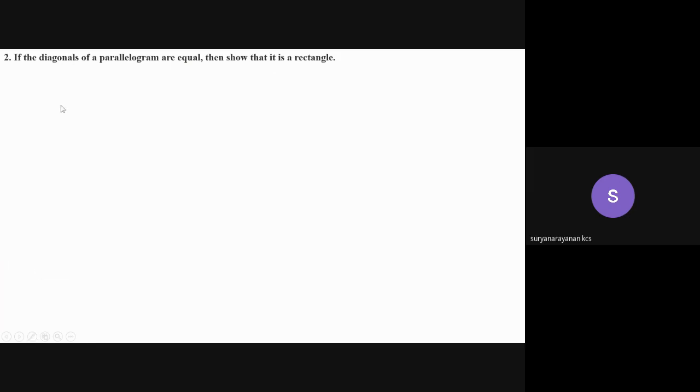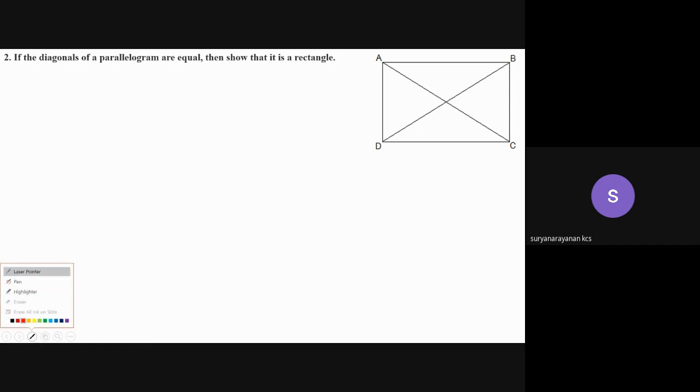Now let us take a parallelogram ABCD. This is a parallelogram. This is a rough diagram. Don't say that it looks like a rectangle, sir. Don't say like this. This is only a rough diagram. We have taken a parallelogram ABCD to show this statement. Come to the solution part.